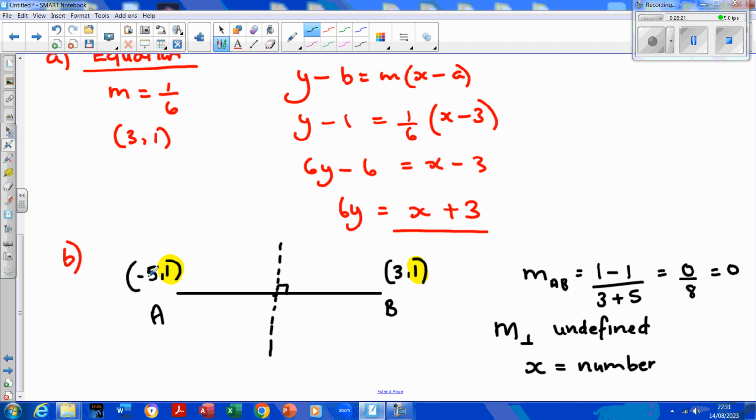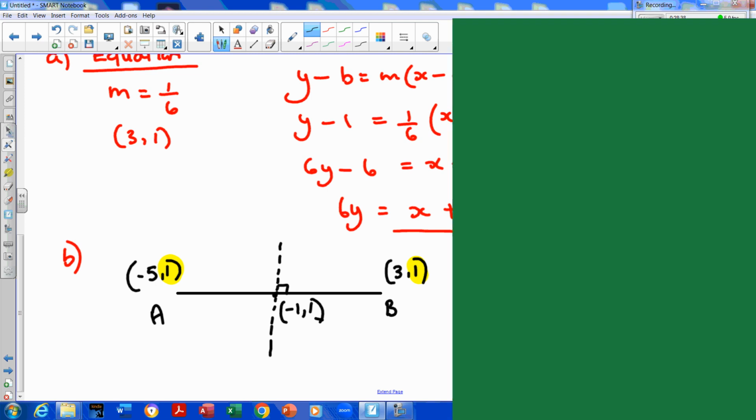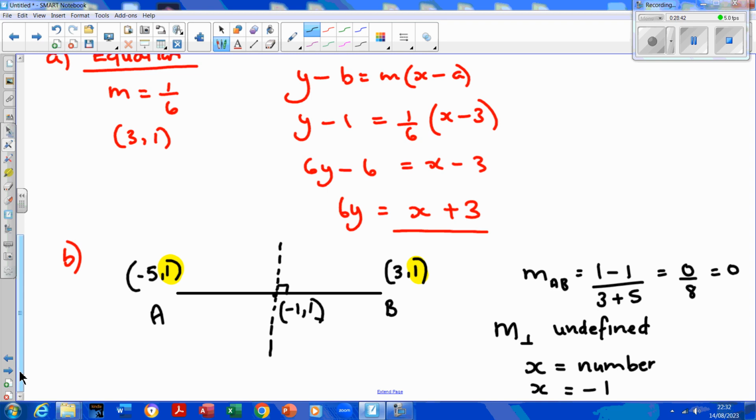So add minus 5 and 3, so that's minus 2. Minus 2 divided by 2 is minus 1. And 1 plus 1 is 2. 2 divided by 2 is 1. So I know x is equal to a number. So what is that number for x? It's minus 1. And that gives you the equation of that one. So that got cut down a wee bit because you didn't need to do all of your normal work. Those ones should be easier, but sometimes turn out to be harder if you don't spot these things.